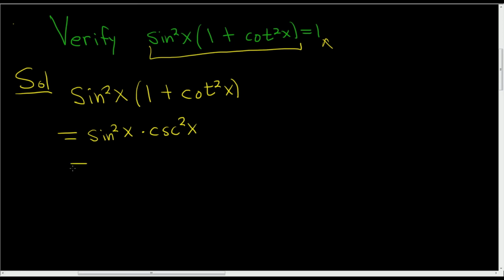So this is equal to sine squared of x, and cosecant of x is 1 over sine x, but it's being squared, so it's actually just 1 over sine squared x. Sure enough, these cancel, and this is equal to 1, which is precisely what we have on the right-hand side.